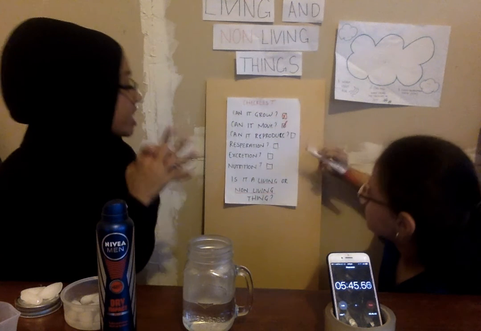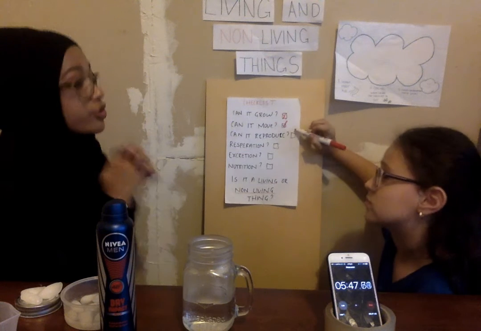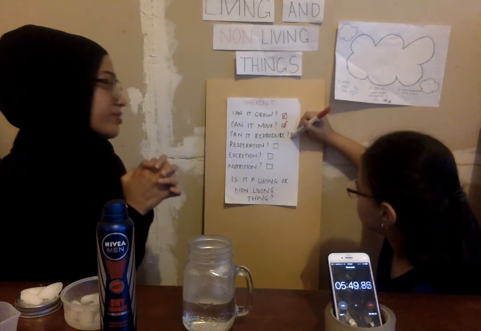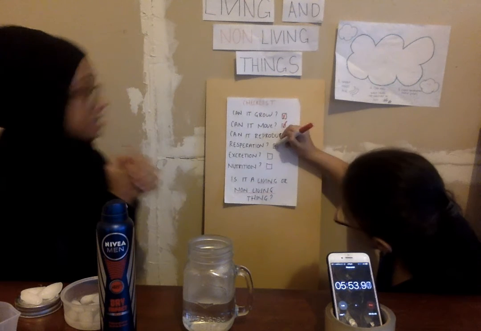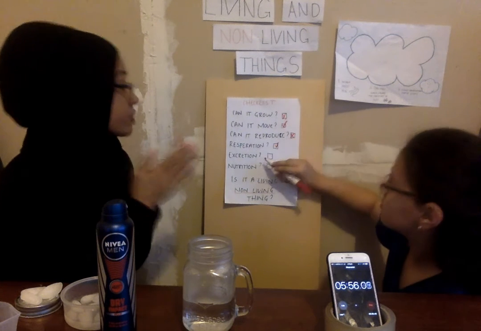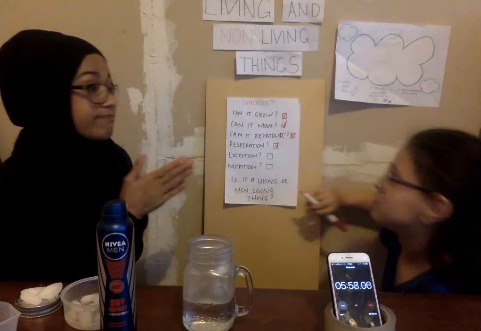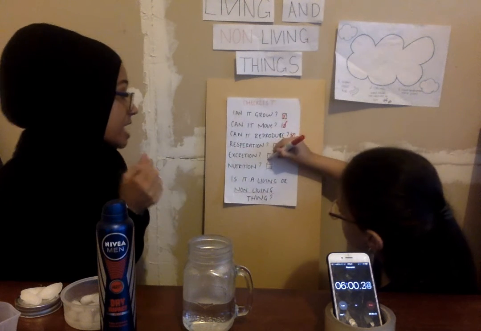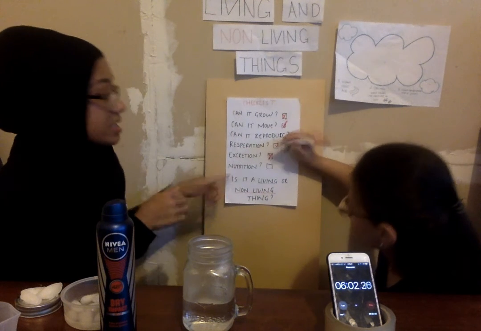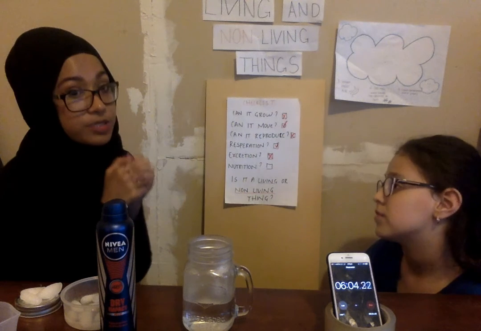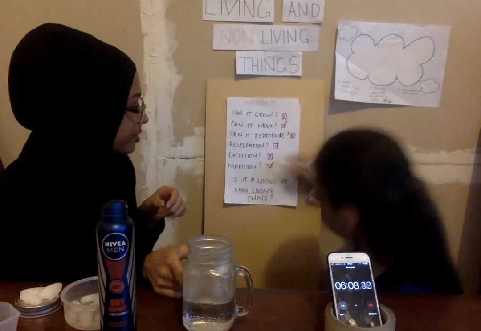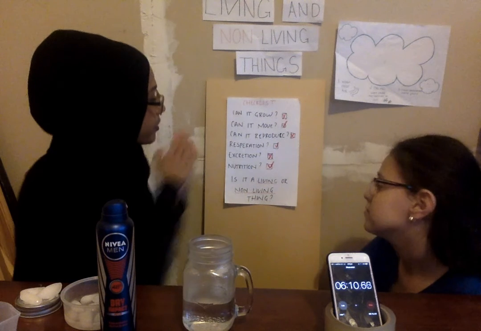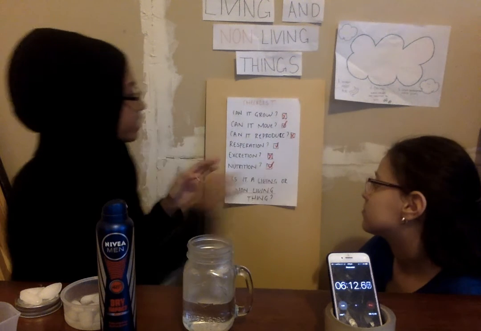Can it reproduce, so can it have children? No, I don't think so. Respiration, does it need air? Yes. It does need air? Okay. Excretion, so does it need to go to the toilet? No, it doesn't. And nutrition, does it need food or water? It needs water. Awesome. We used that in our experiment. Excellent. So we've got 1, 2, 3 ticked off.